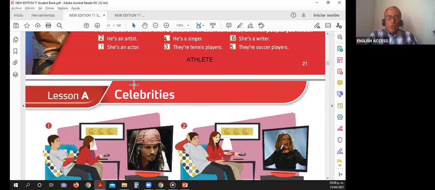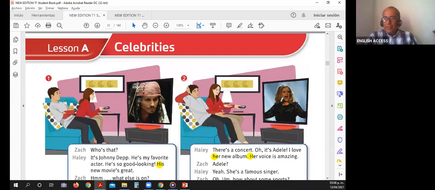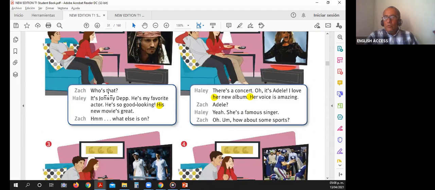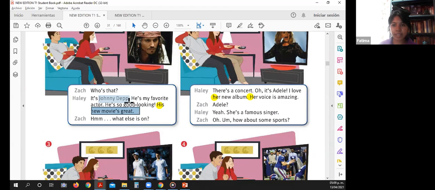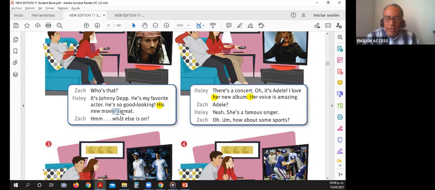Remember when we were talking about celebrities? Who's that? Johnny Depp. He's my favorite actor. His new movie is great. Okay, the movie right here. Who is the owner of the movie? ¿De quién es la película? Es la contracción, ¿no? De is. Aquí movie's es la contracción.